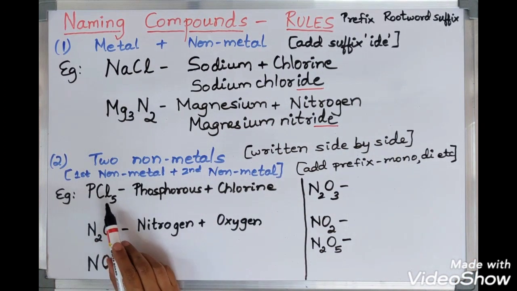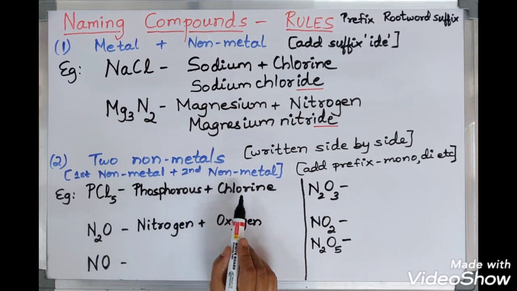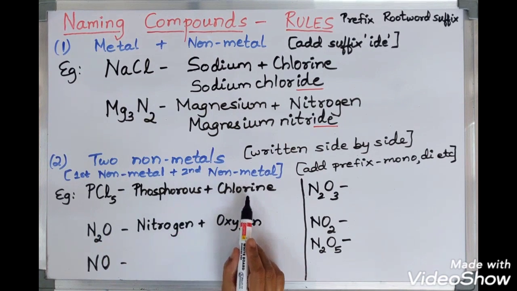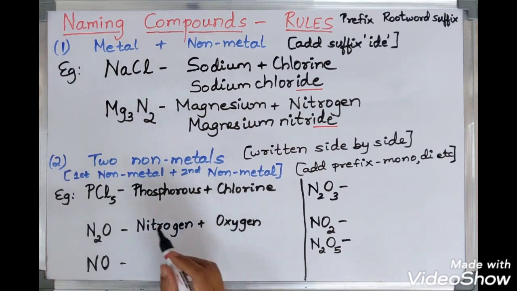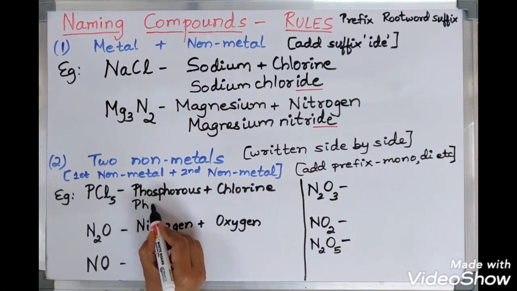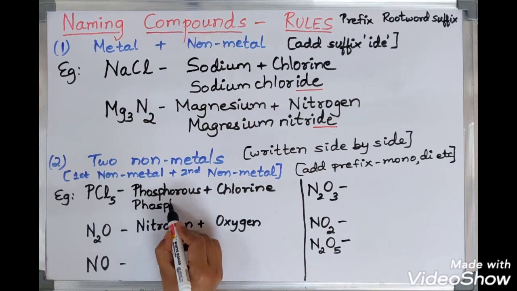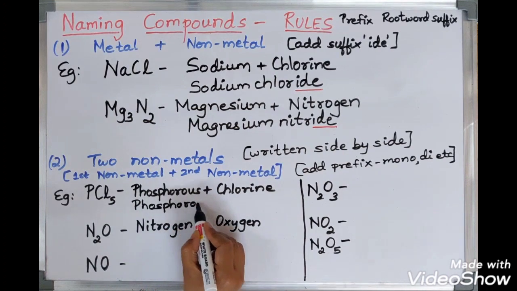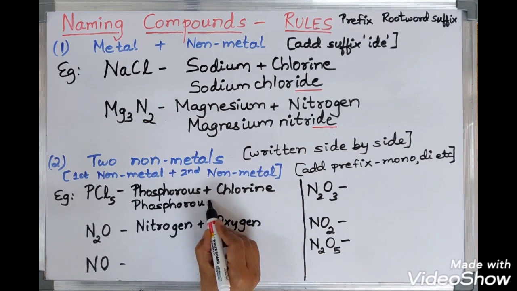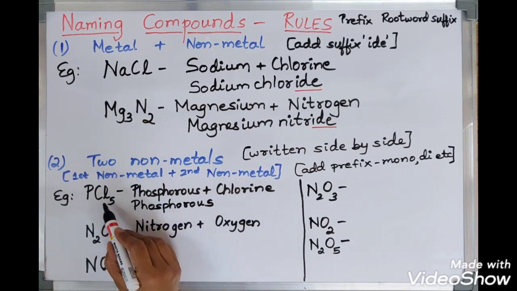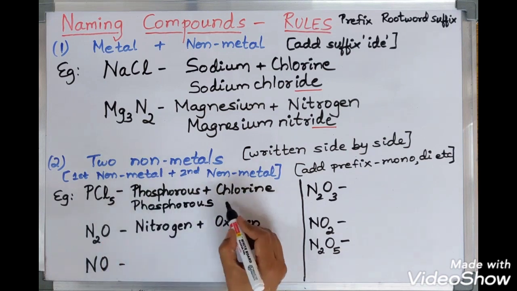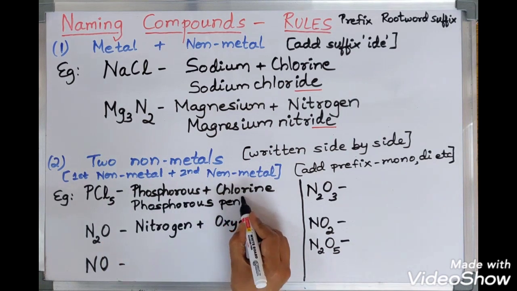We have PCl5. In this we have two non-metals, phosphorus and chlorine. Now when we write the chemical name for this, we write it as phosphorus only because it's only one atom. There is no need of writing monophosphorus. Phosphorus, and for chlorine here we have 5 atoms, so we need a prefix. We write it as pentachloride.